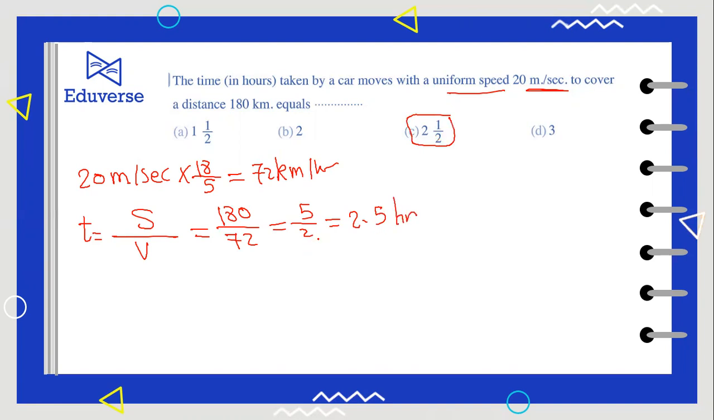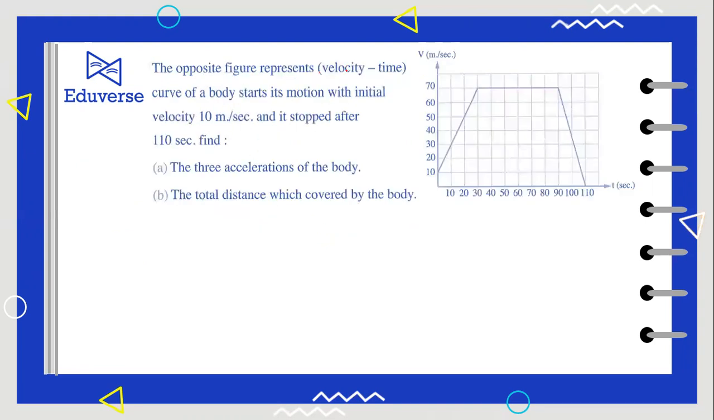Next. In the opposite figure, the velocity time curve of a body starts its motion with initial velocity 10 and stops after 110 seconds. Number A, the acceleration of the body in the 3 stages. This body has 3 motions. The first has an acceleration here, and then a uniform motion, and then a decelerating one. I want to find the acceleration in the 3 stages of the motion. First stage, the first acceleration here is the slope of this line. Slope of this line, that's A1.